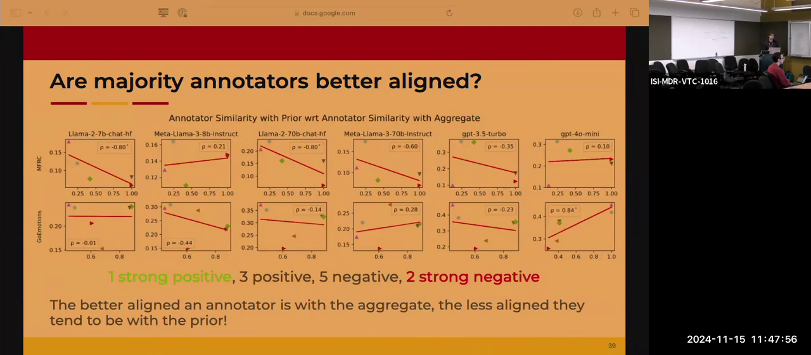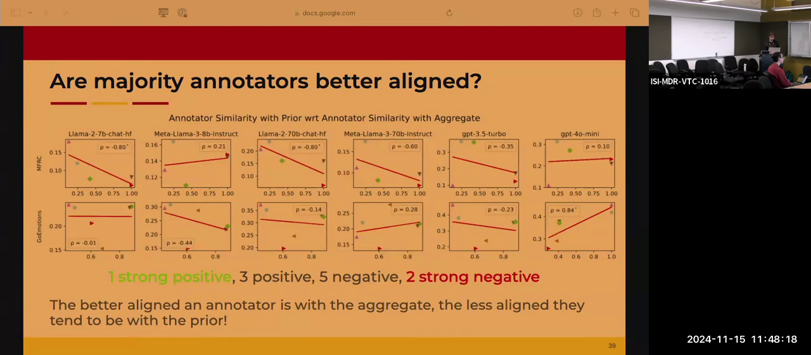And you can see that we mostly have negative correlations between these two metrics, which means that the better aligned an annotator is with the aggregate, the less aligned they tend to be with the prior. So this is a first indication that something might be happening with the aggregation process.